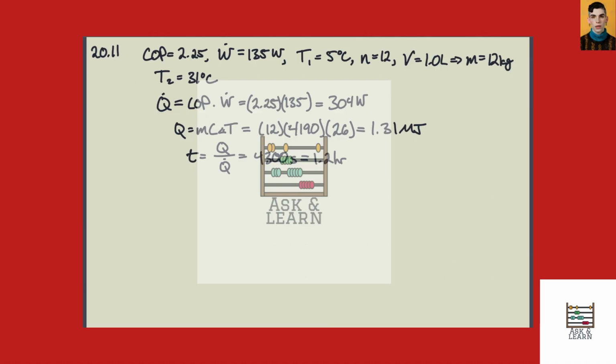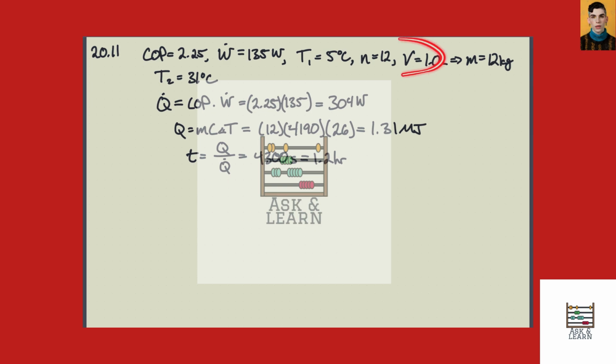So in this problem, we have a refrigerator with a coefficient of performance of 2.25. It operates on 135 watts, so that's the rate of power going into the mechanical or electrical energy going into the refrigerator. The contents inside the refrigerator are at 5 degrees Celsius. And then we put 12 1 liter containers of water in there.